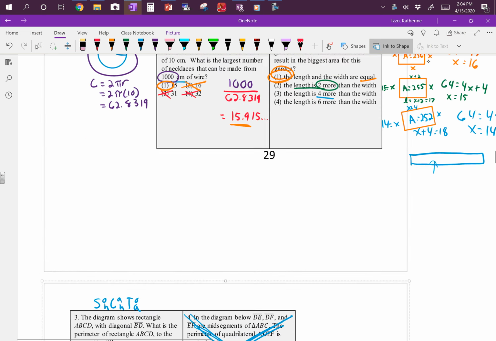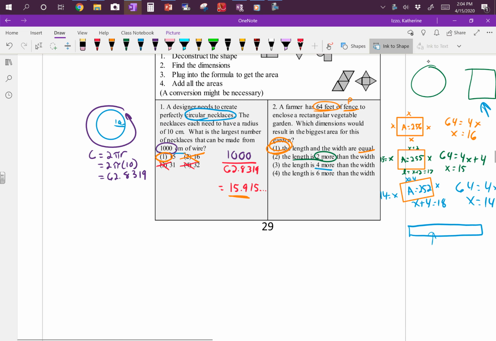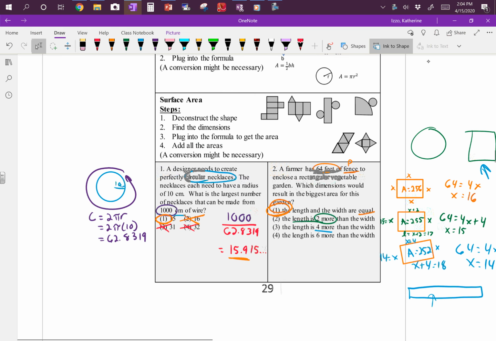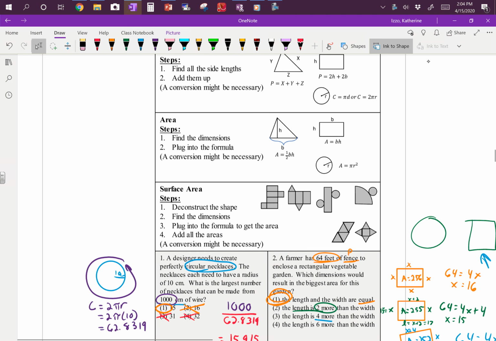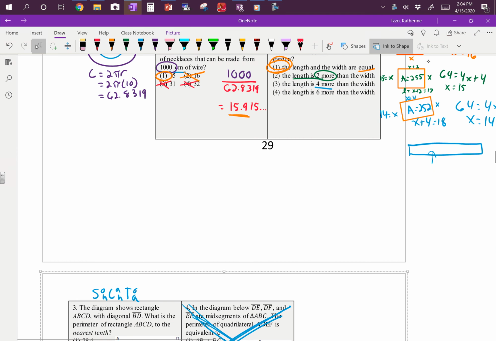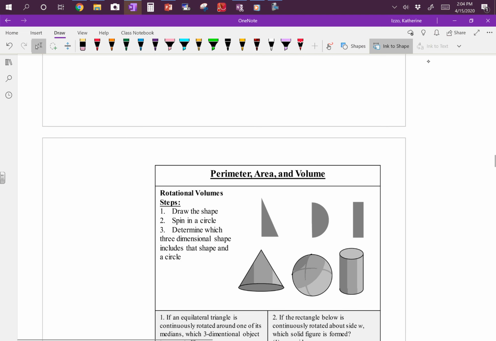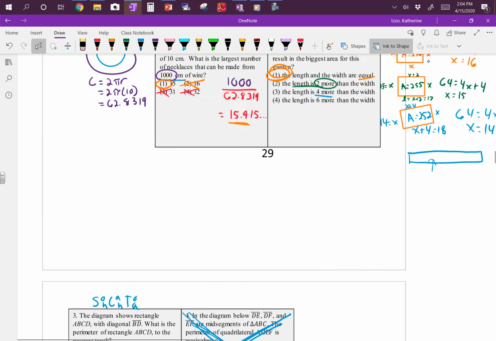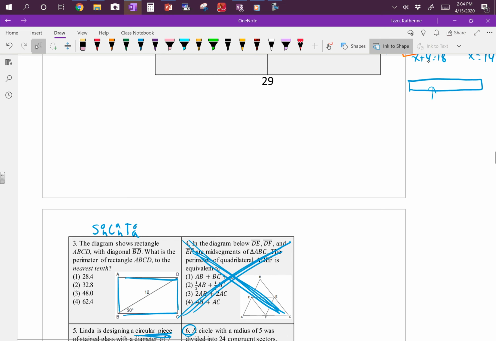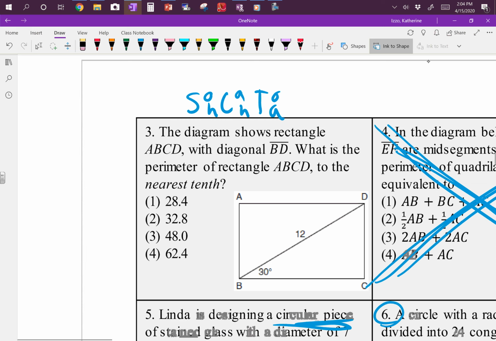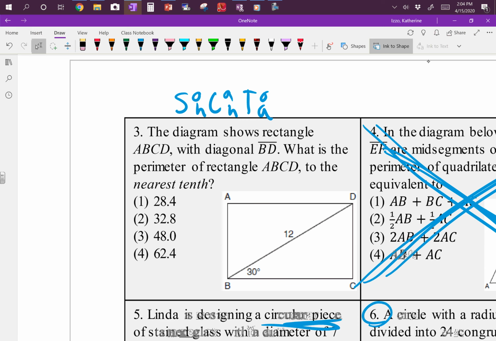So, when last we talked, I started out with the first two on the whole perimeter and area idea, and I asked you to try and get to number 9. Let's take a look at 3. 3 was in your packet, but from a very, very long time ago. I think this might have been the Thanksgiving packet, to be fair. So let's take a look at how I would find this side.